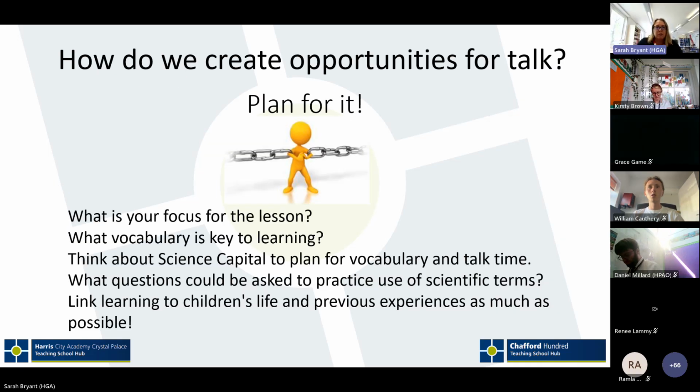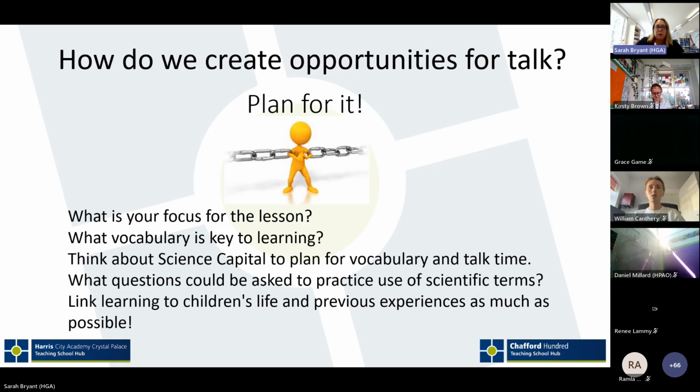So how do we create opportunities for talk? We have to plan for it. It doesn't just come naturally to all of us. Some people, after years of teaching, can just come up with those opportunities. But sometimes at the beginning of your teaching journey, having a few ideas ready to go, or a few questions just in the back of your head, is really useful.